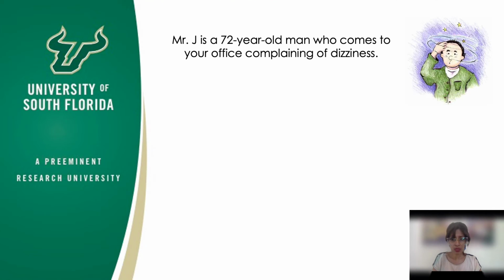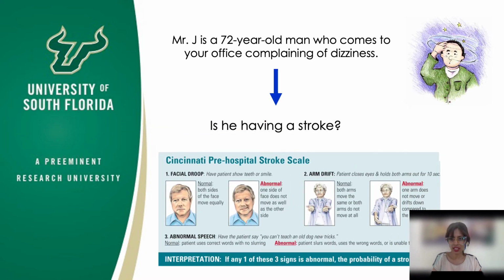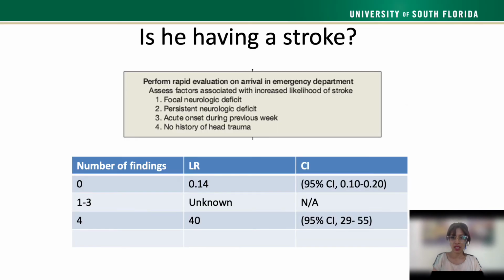Mr. J comes to you in your office and incidentally complains of dizziness. Your first question is, is he having a stroke? You recall your ACLS training and astutely perform the Cincinnati pre-hospital stroke scale and decide to get him directly to the hospital. In the emergency room, the first point of decision is made by evaluating for a focal neurological deficit that is persistent, started within the past week, without head trauma.